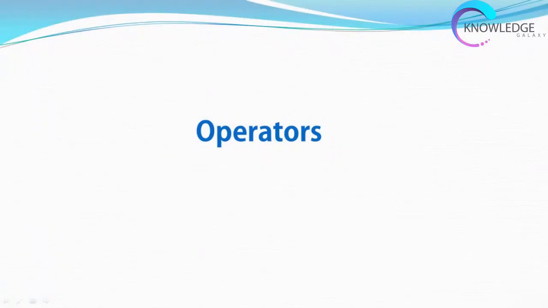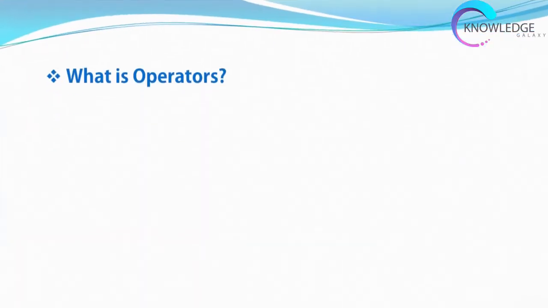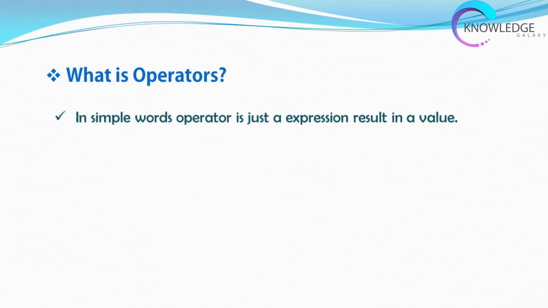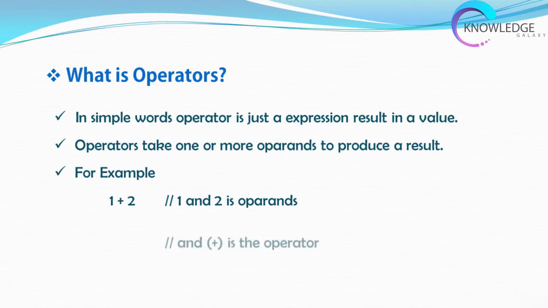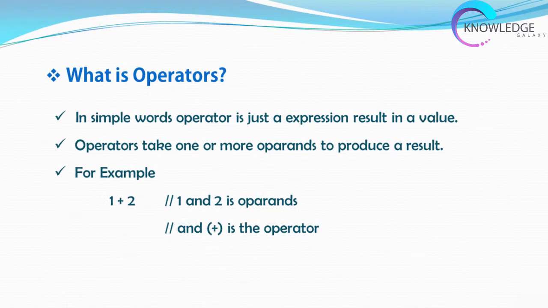We mostly use operators to specify our expressions because using operators, you can compare two values, you can add, multiply, divide and do so many things. Now the question is, what is an operator? In simple words, an operator is just an expression resulting in a value. An operator takes one or more operands to produce a result. For example, 1 plus 2. Here 1 and 2 are operands and the plus sign is the operator. In programming languages, you often see operands called arguments.